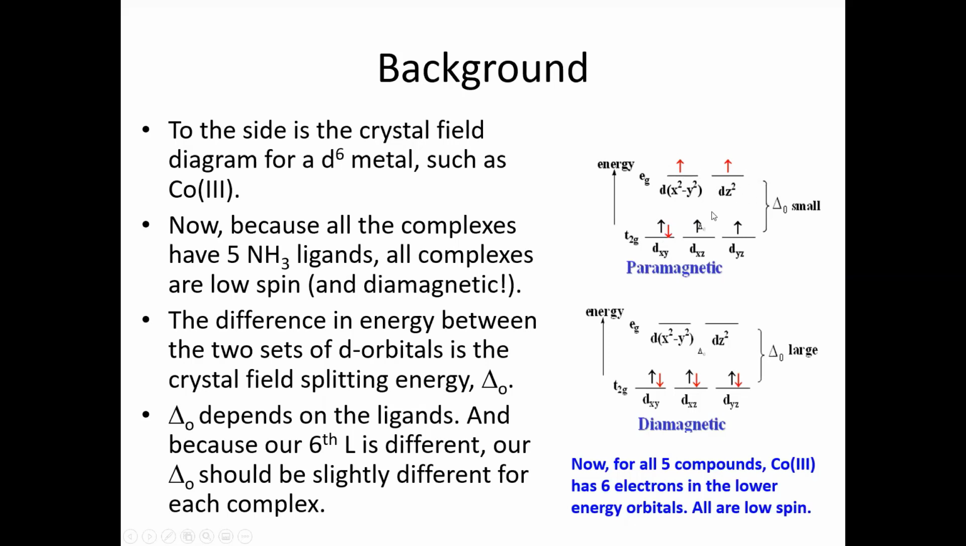So that's paramagnetic. When there is a ligand present, delta zero, the energy difference between these 2 states, is larger than when there are no ligands. So all the electrons go down to the ground state and pair up. That becomes diamagnetic. The difference in energy in the crystal field is called the splitting energy delta zero.